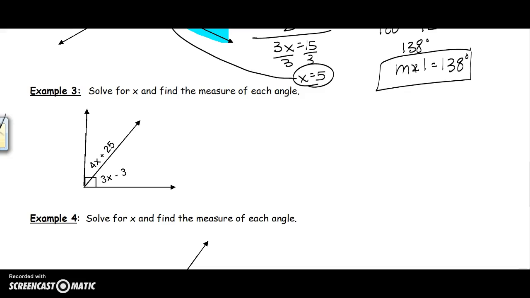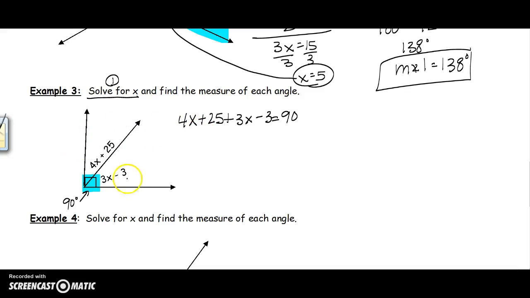Here, does anyone know what this box means? That box means that these two angles are going to add up to 90 degrees. So we have nothing that says that it's congruent when we're trying to solve for x, but we know that they're going to add up to 90 degrees. So this is very much like our segment addition, but it's called angle addition.